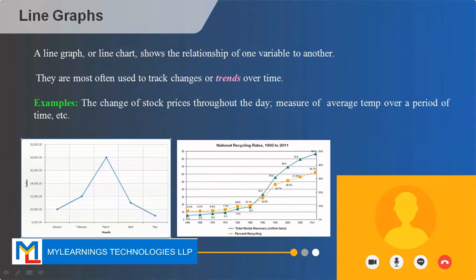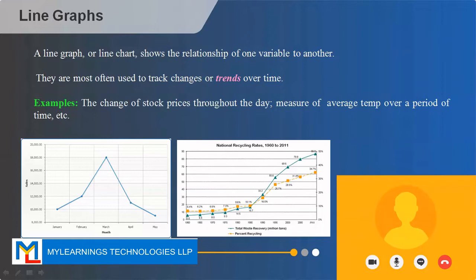If you look at the chart here, it shows examples of line graphs. On the left, we have month as the x-axis and sales figures as the y-axis, and we are able to track the sales volume over the months of January to May.